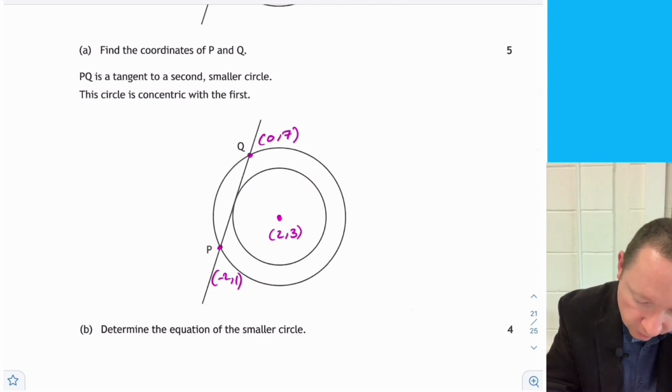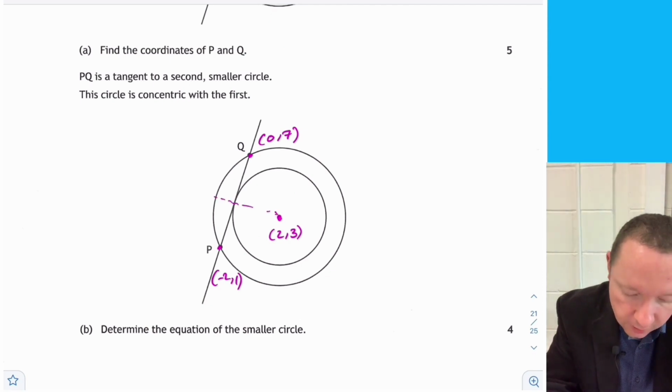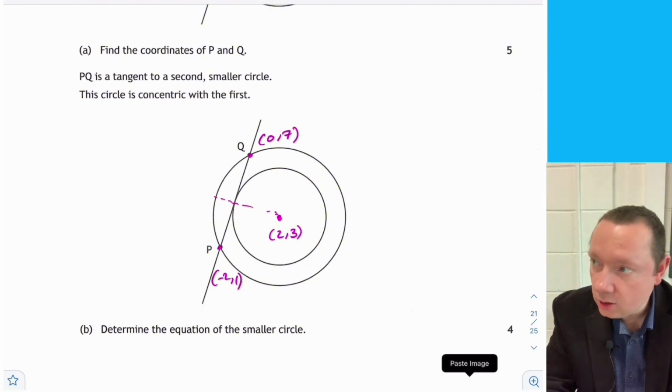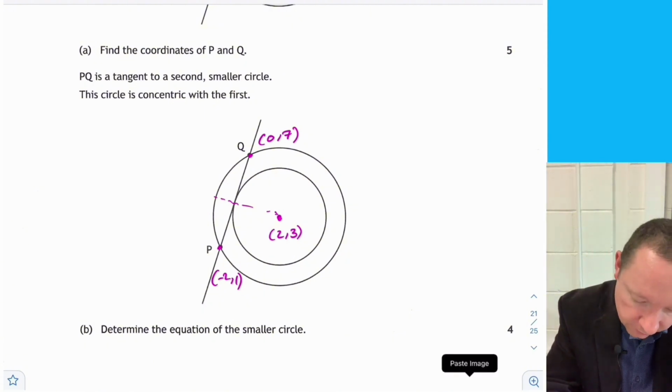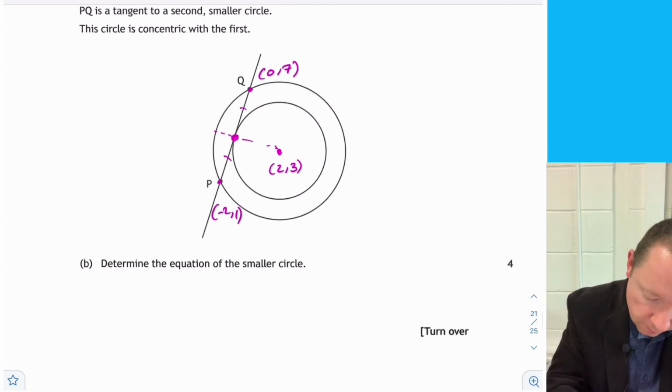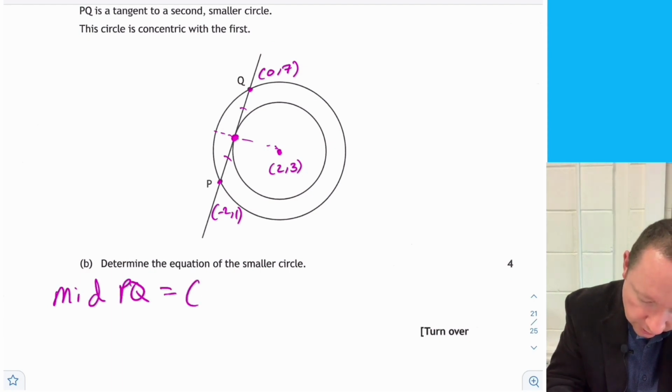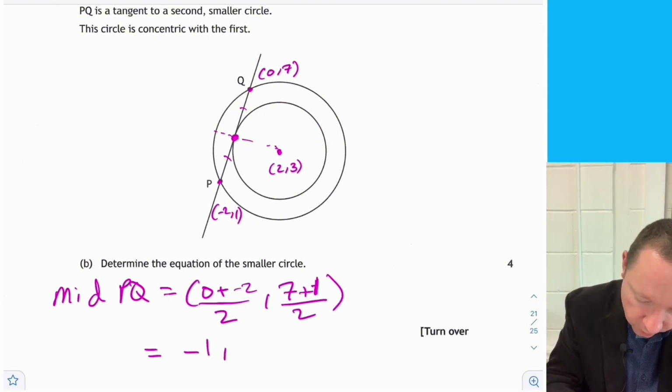Now if I draw a radius going straight out to the bigger circle, it meets this chord at right angles and cuts it in half. So I can find this midpoint. The midpoint of P and Q is (0 plus -2) over 2, and (7 plus 1) over 2. -2 over 2 is -1. 8 over 2 is 4. So our midpoint is (-1, 4).